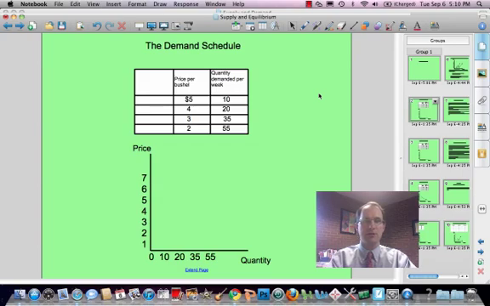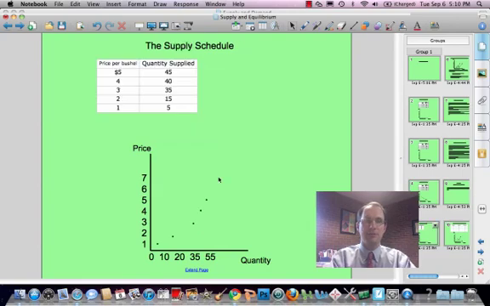So as you see here, just in class, a schedule that shows price per bushel and the quantities demanded per week according to those various prices. See the graph down below? There, I'm plotting each of those points, so 5 and 10, 4 and 20, and so on. Connect those and we get a demand curve. Now let's take a look at the supply schedule.